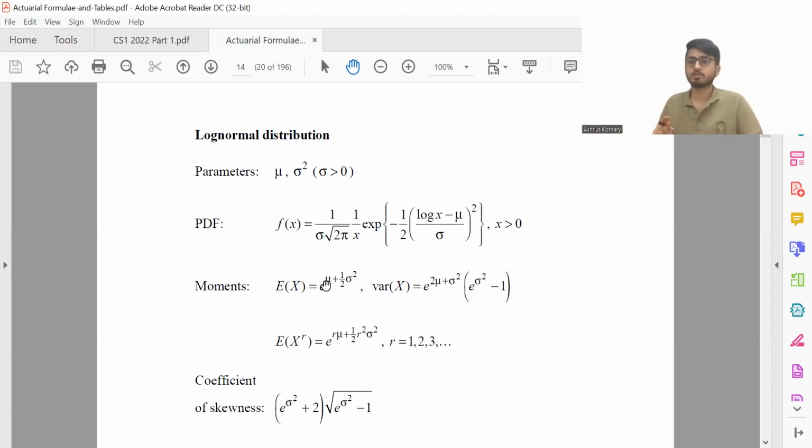And the log normal distribution is a positively skewed distribution. Normal was symmetric, log normal is a positively skewed distribution. Again, you can also write that for the CDF, we do not have a closed form.